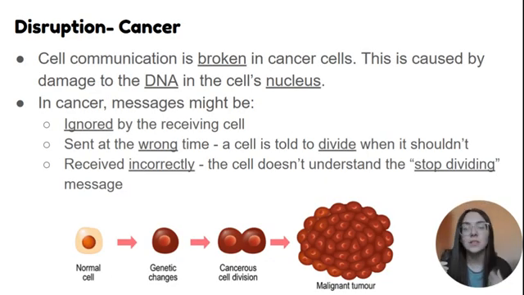But what happens if this cell communication process isn't working properly? Well, a disruption to cell division is called cancer. In cancer, cell communication is broken, and this is caused by damage to the DNA in the cell's nucleus. That damage can be caused by different things, such as UV light or excess sunlight, like a sunburn, can cause changes in DNA, which could lead to skin cancer.